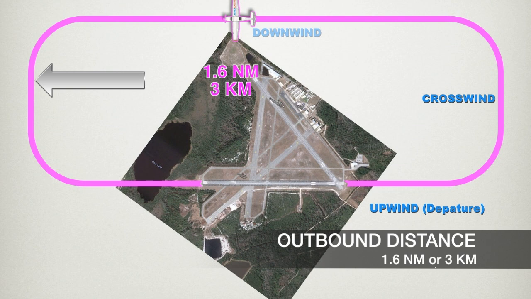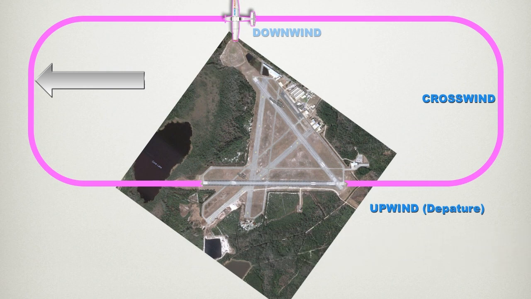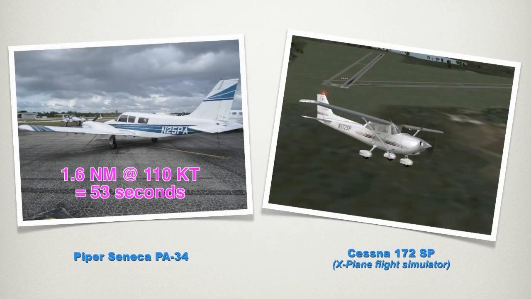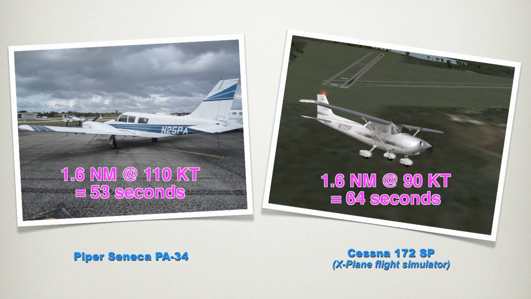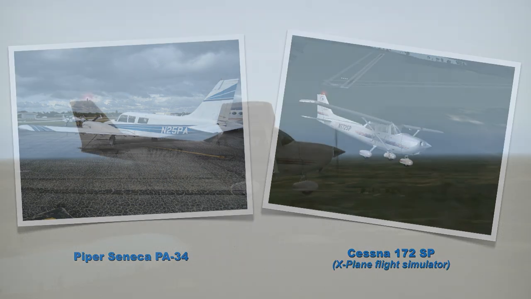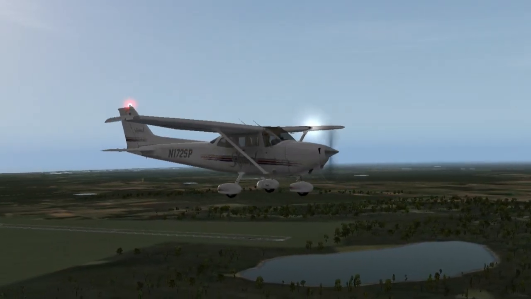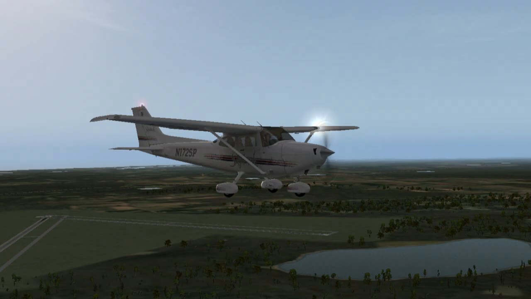Now let's talk about the outbound distance of 1.6 nautical miles or 3 kilometers before we turn to base. For this Piper Seneca PA-34 at 110 knots, it takes us 53 seconds. With the Skyhawk, it's only going to take us 64 seconds at 90 knots. Just have a look at the show notes because there is a table with the different speeds for 1.6 nautical miles.